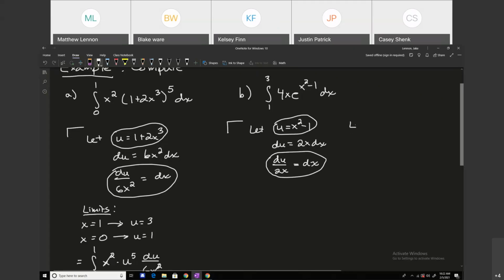We also have to care about our limits. I think we can fit them in up here this time. So u is x squared minus 1. So if x was equal to 3, the top limit, that means u is going to be 3 squared minus 1.